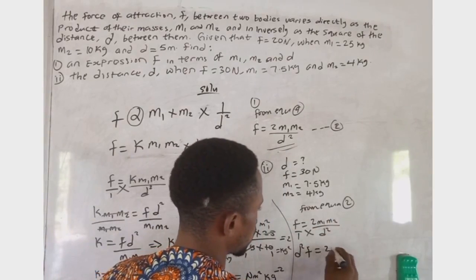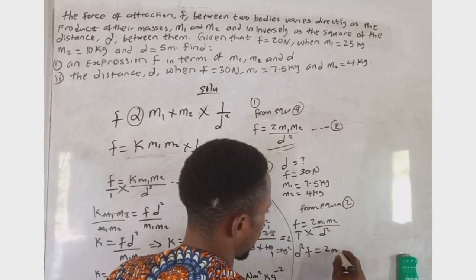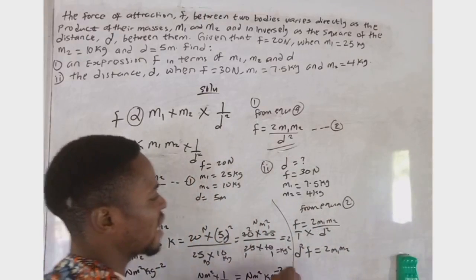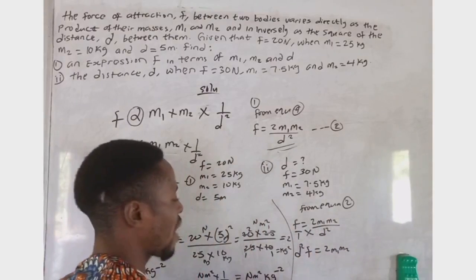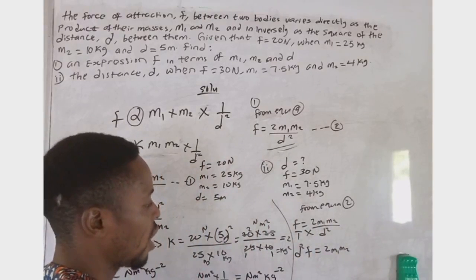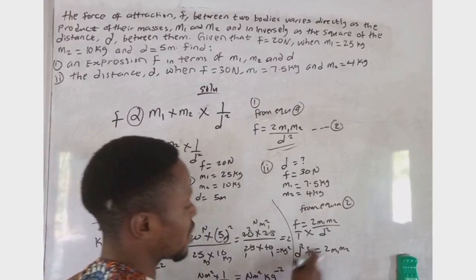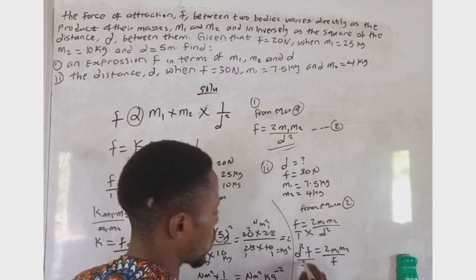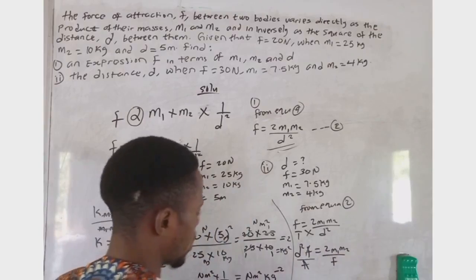F is equal to what? 2, this and this, you have 2 m1 m2. So in order to make D the subject of this formula, you have to correct D squared here, so divide by F. When you divide by F, the F becomes this F.